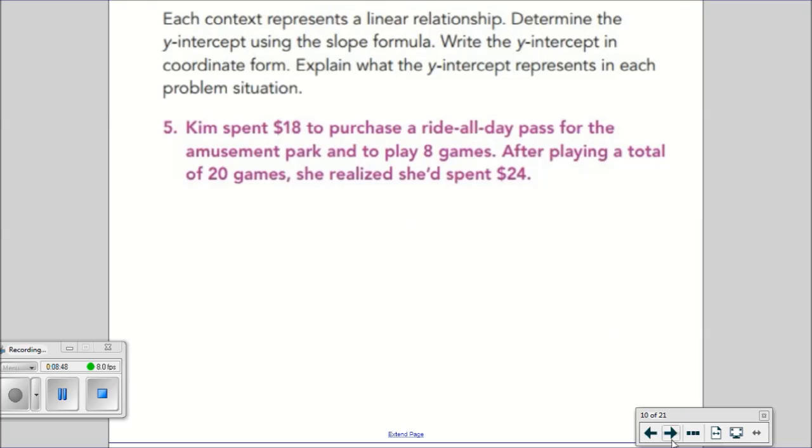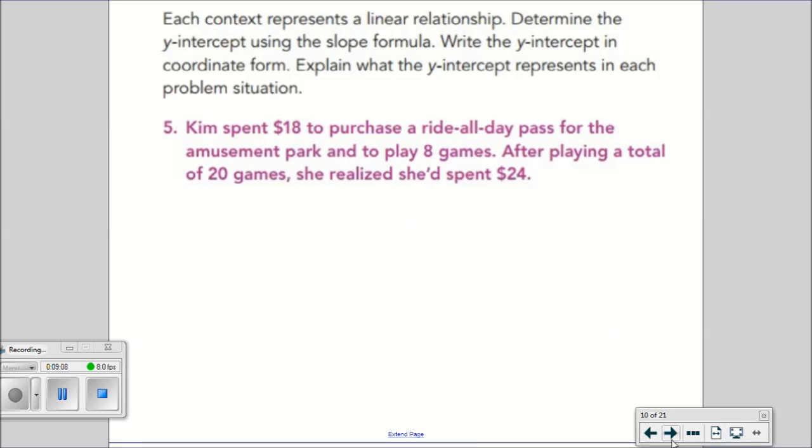So our last section is a word problem. This is actually very, very similar to what we did last week. So let's talk about it. We'll go through the directions written in black. When I stop, you read the next word. So everybody's following along where it says each context. Okay, here we go. Each context represents a linear.